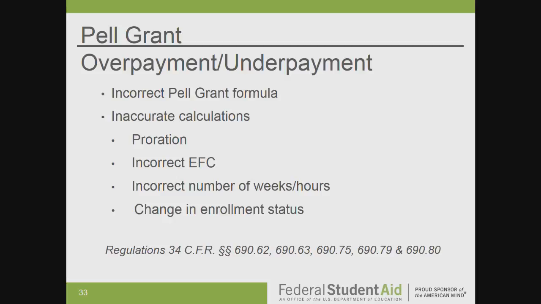Now, for clock hour schools or non-term schools, for a change in enrollment status, a Pell recalculation is not required. The only exception to that is in a non-term program, the student's Pell Award is not reduced for part-time enrollment unless the student is less than half-time, in which case the student's cost of attendance must be adjusted.